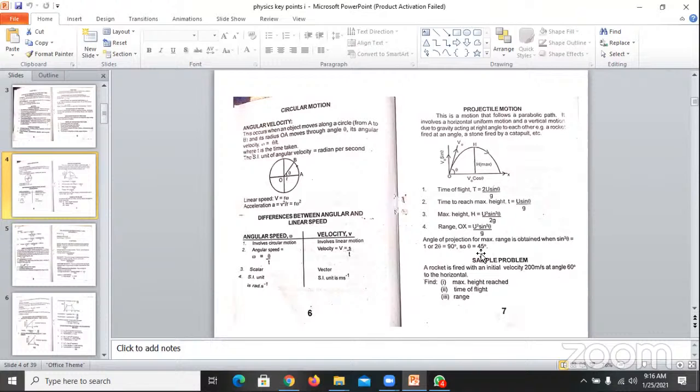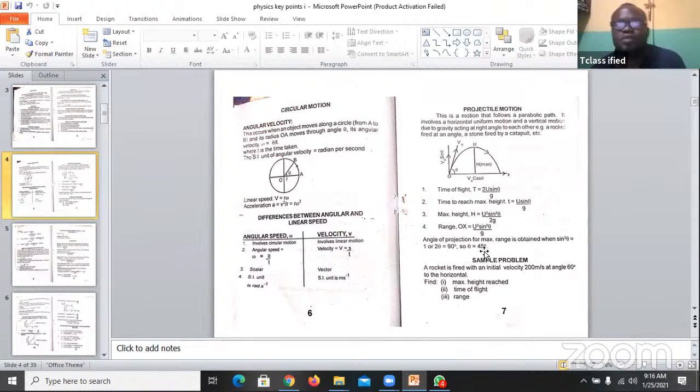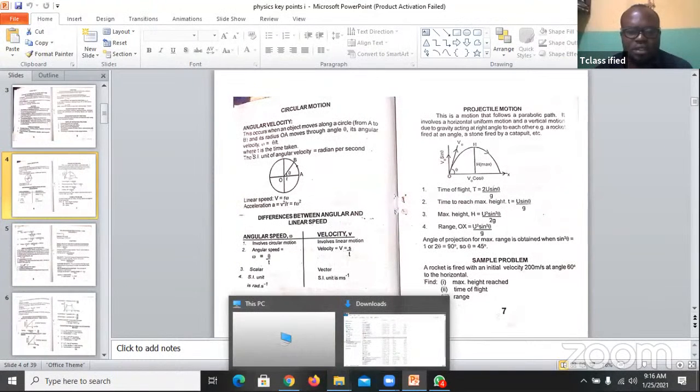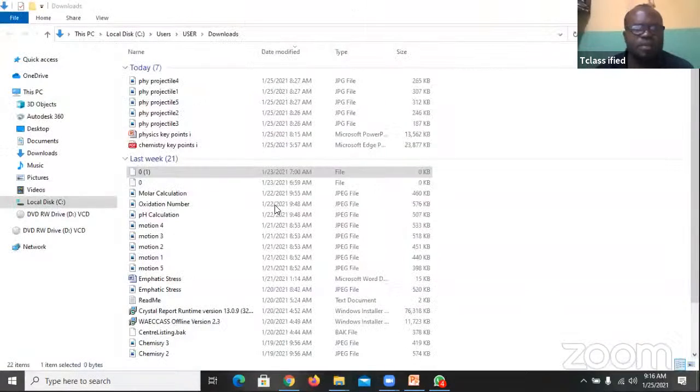Okay, so let's keep going. The angle of projection for maximum range is 45, okay? So let's quickly look at some problems so that maybe during the problems we can address the issue that we're trying to raise.